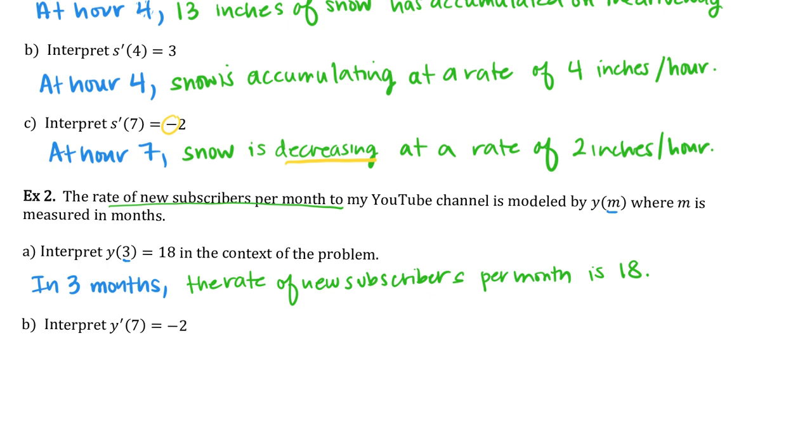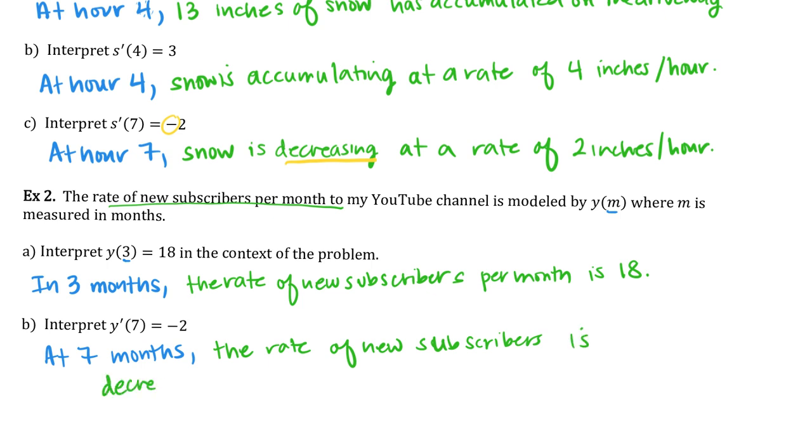Now let's interpret y prime of 7. So 7 is 7 months. So at 7 months, y is the rate of new subscribers. So I want to say the rate of new subscribers is changing at a rate of -2. Negative means it's decreasing. So I'm going to say the rate of new subscribers is decreasing, because of the negative, by 2.